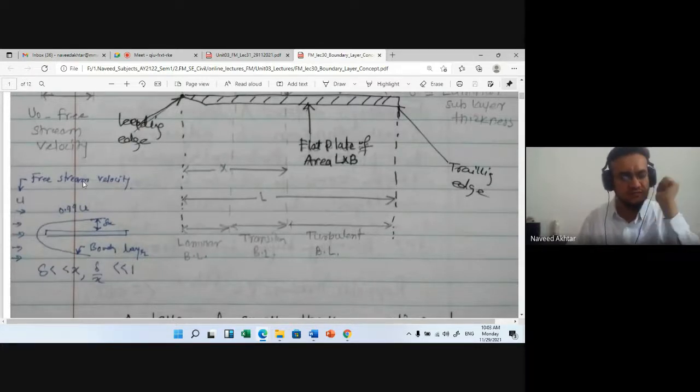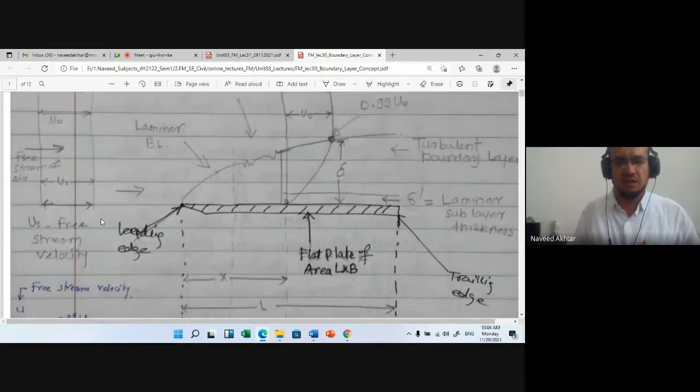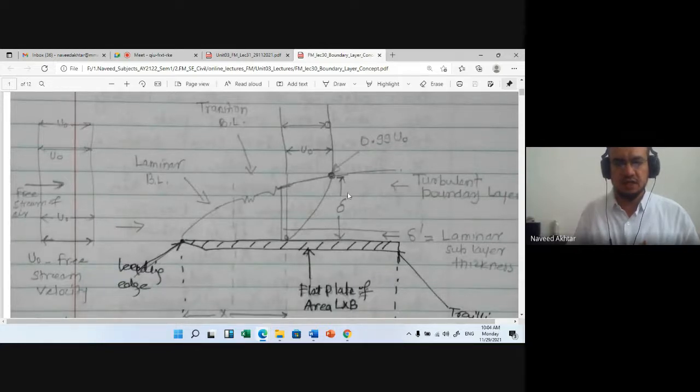If in a free stream flow in a canal we insert a flat plate or any object, then around the object or the plate a boundary layer forms, and the velocity there is different. The free stream velocity is u0. At some distance del, the velocity will be nothing but 99% of u0, that is 0.99 u0.